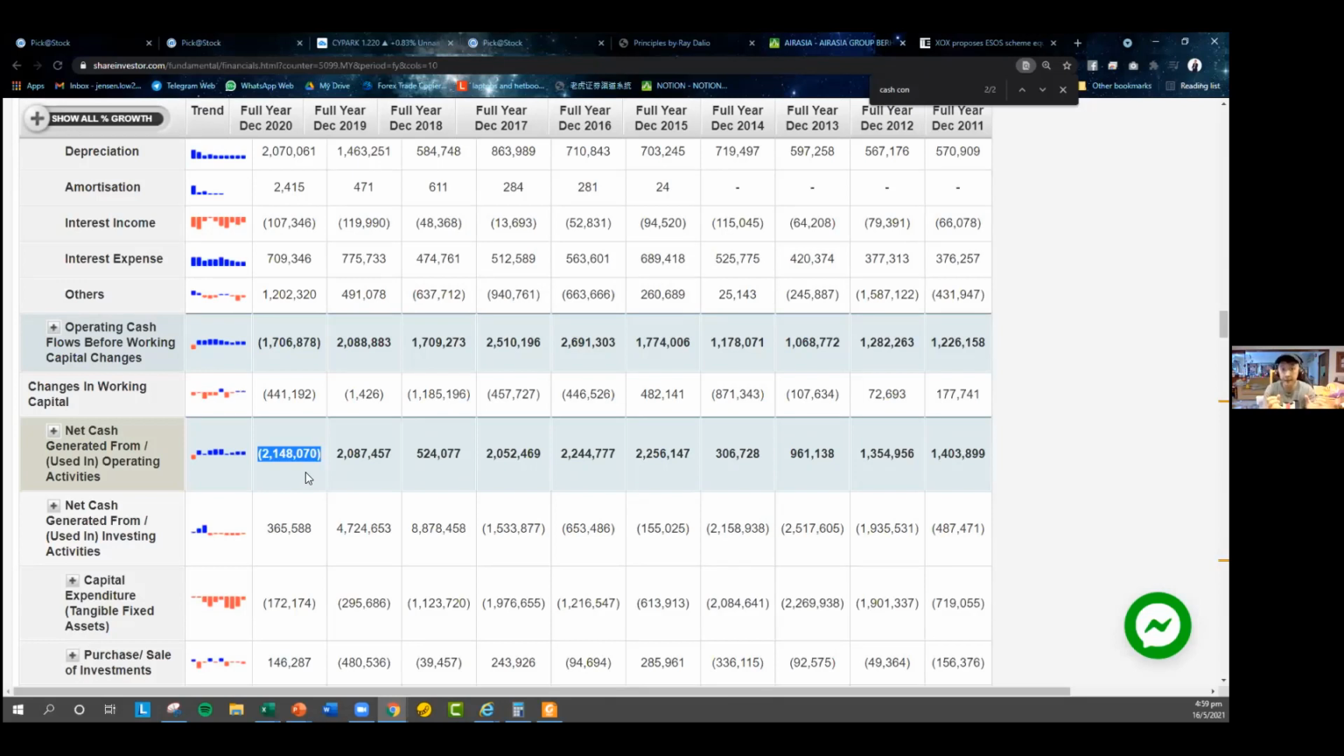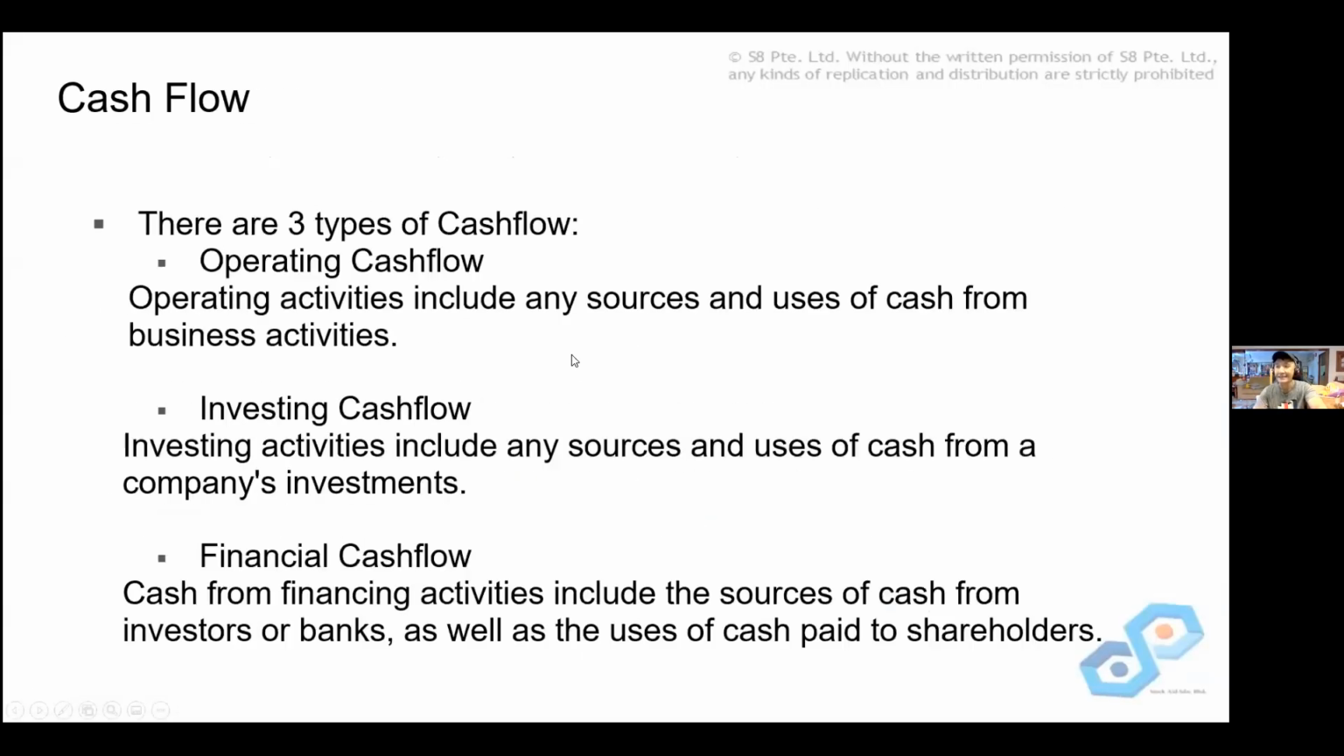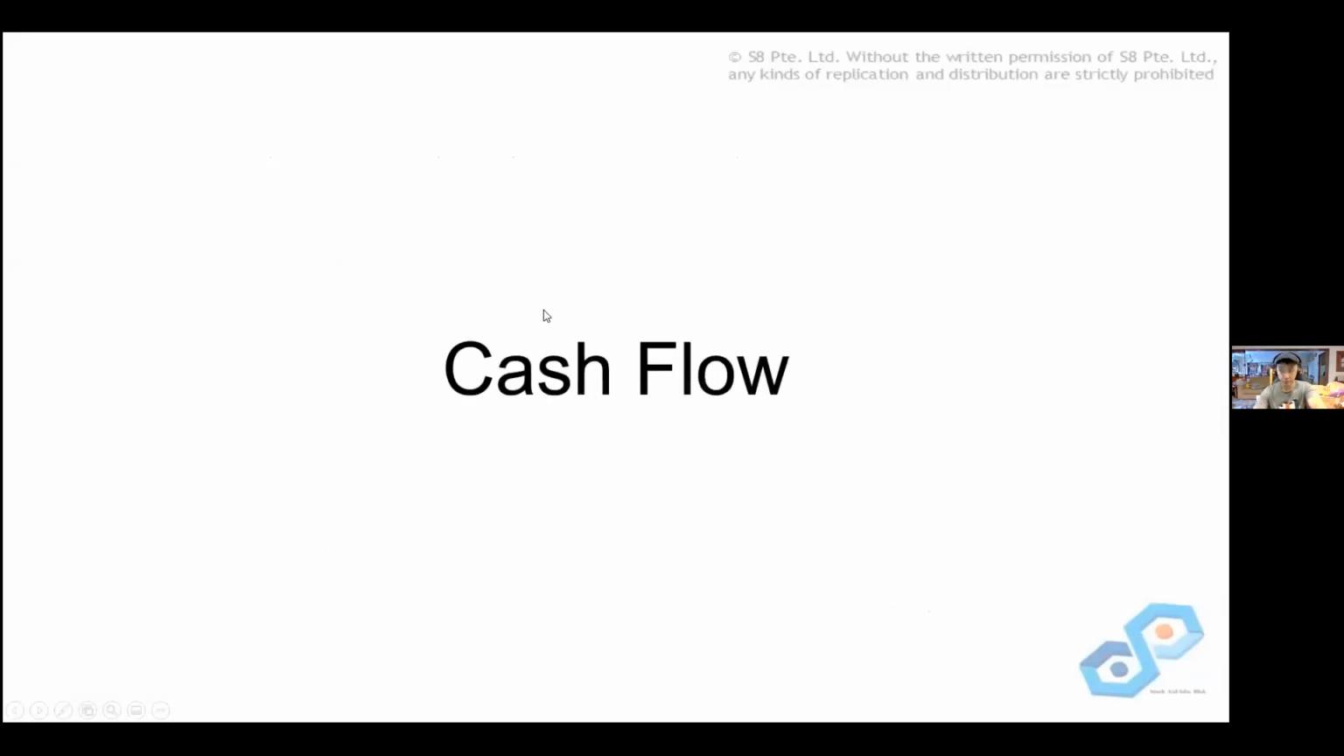You understand that, ladies and gentlemen? Yes or no? Tell me in the chat. Good. What tells you business performance? P&L. What tells you business performance? Cash flow. That is the reason why when I talk about cash flow, it makes looking into AR and CCC less important. That's why we focus on what AR and CCC would explain, which is cash flow right now.